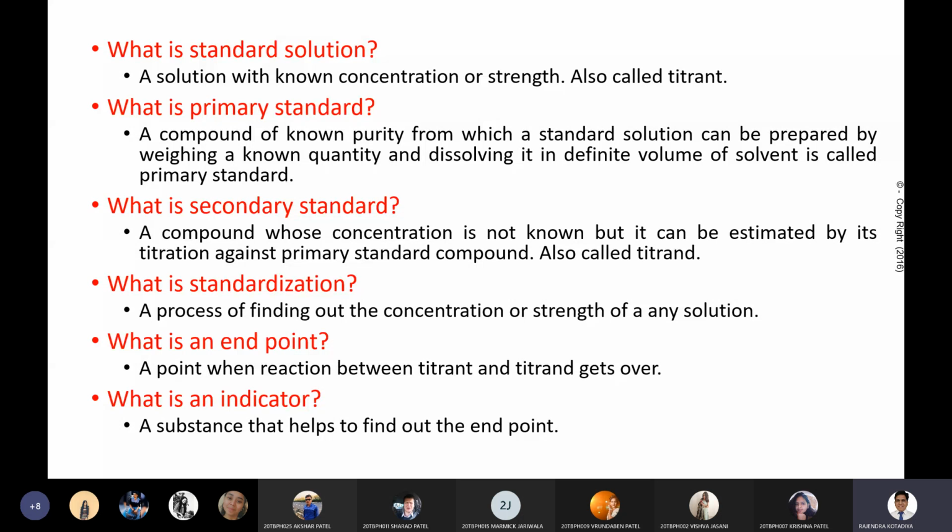And one more thing, that is end point. It is the point at which the reaction between the titrant, that means the solution of known concentration, and the titrand, a solution of unknown concentration, is complete. At that point is known as end point. And to know this end point, we are supposed to add some indicator, that is nothing but a substance that helps in finding out the end point. Okay, so these are some important terms you are supposed to know before we start the actual standardization process.